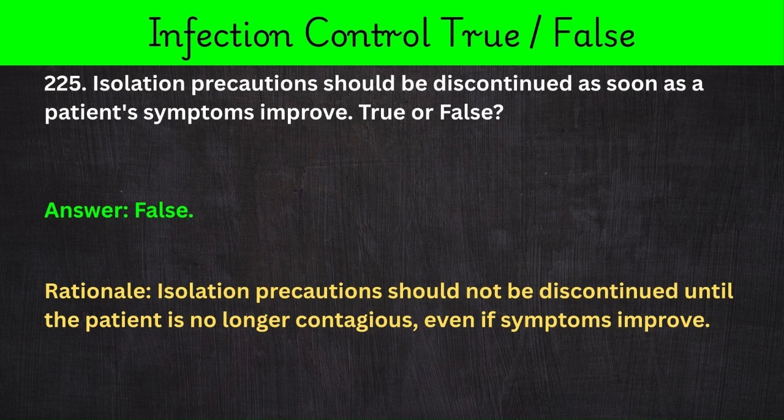225. Isolation precautions should be discontinued as soon as a patient's symptoms improve. True or false? Answer: false. Rationale: isolation precautions should not be discontinued until the patient is no longer contagious, even if symptoms improve.